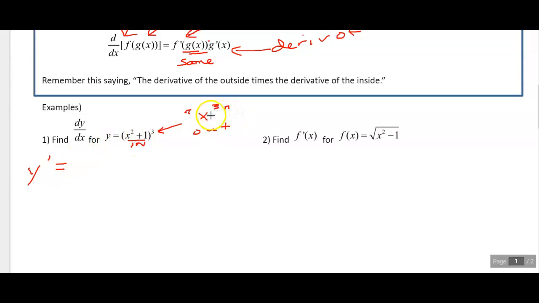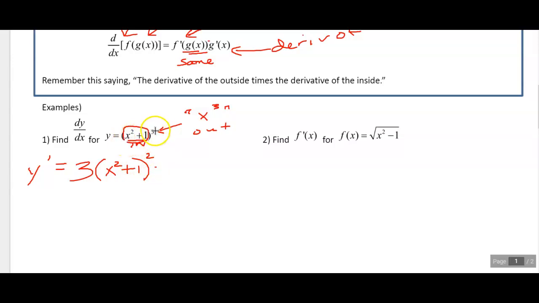It's not always going to be a power rule. It really depends on what the outside function is. The outside is a power function, so we're going to bring the 3 down. The inside stays the same because that's like our generic x. And we subtract 1. Then I multiply by the derivative of the inside.